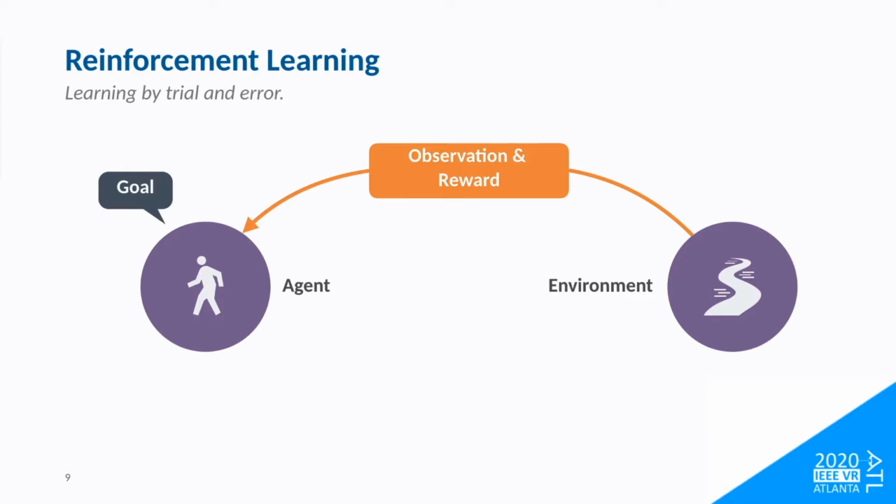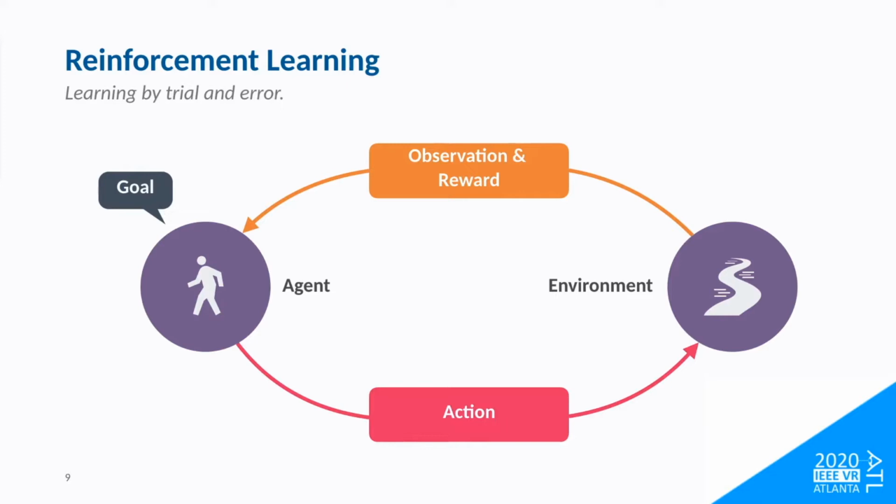Given this information, the agent is then allowed to choose an action to take in the environment. In doing so, the environment will ultimately transition to some new state, and this cycle will continue. In the long run, the agent seeks to maximize its cumulative future rewards. And importantly, the agent is not explicitly told how to do this. It figures out a strategy for itself purely through experience and trial and error.